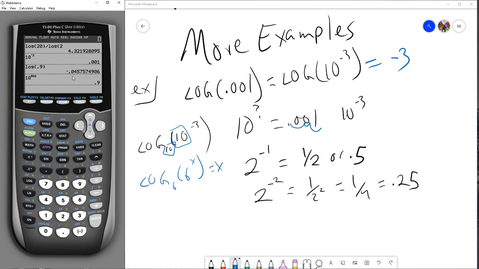Alright, so 10 to the negative 0.0458 approximately gives you 0.9. This is a rather short episode, but it's just to give you an idea of how a log can give out a negative number as an output.